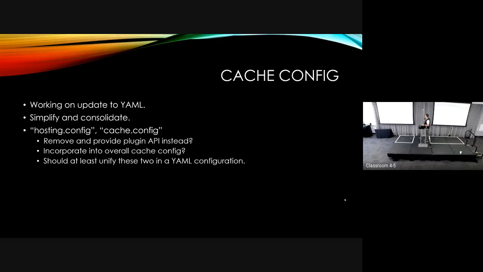So the first step would be to unify storage config and volume config. There's no good reason for those to be separate. The question is whether we should look at putting hosting config or cache config in there. One thing we could do instead is remove those entirely and provide a plugin API. We can incorporate them into this, the one we're going to do for storage and volume, or we should put those together because they basically do very similar things, right? They say, given some property of the transaction, set certain cache properties. So, again, anyone has an idea?